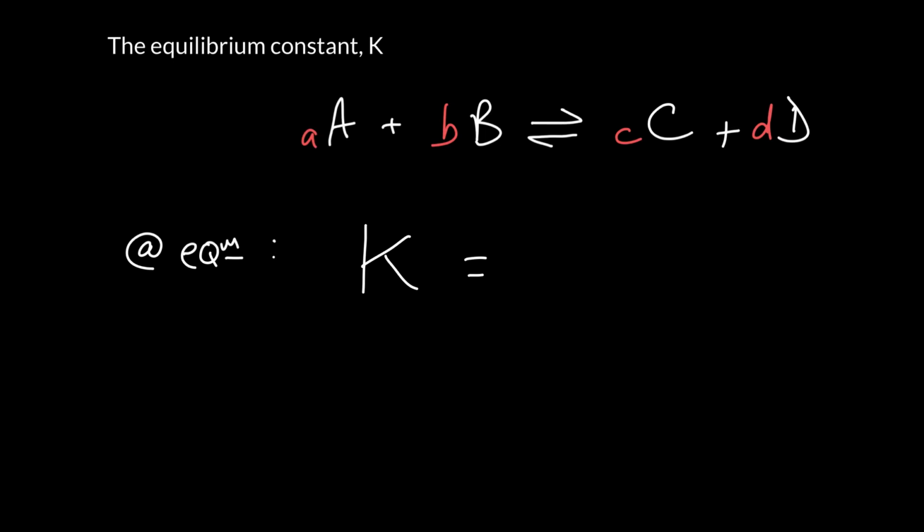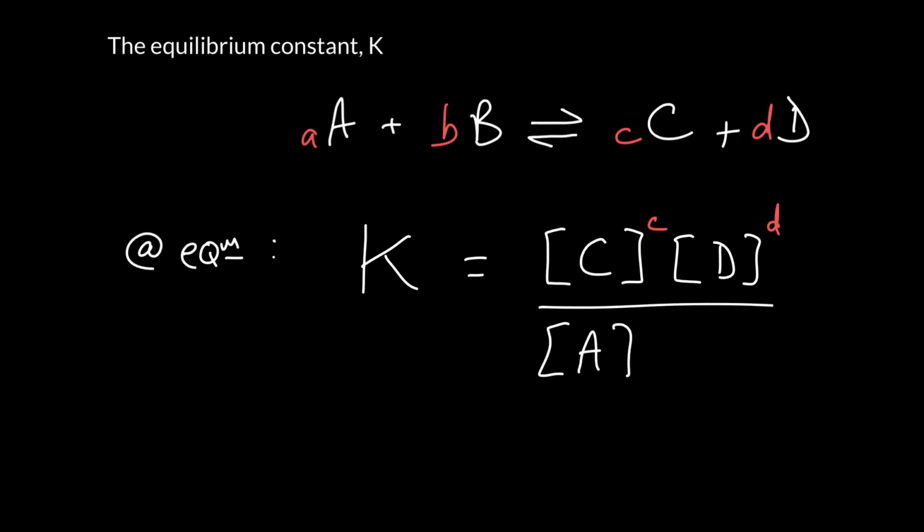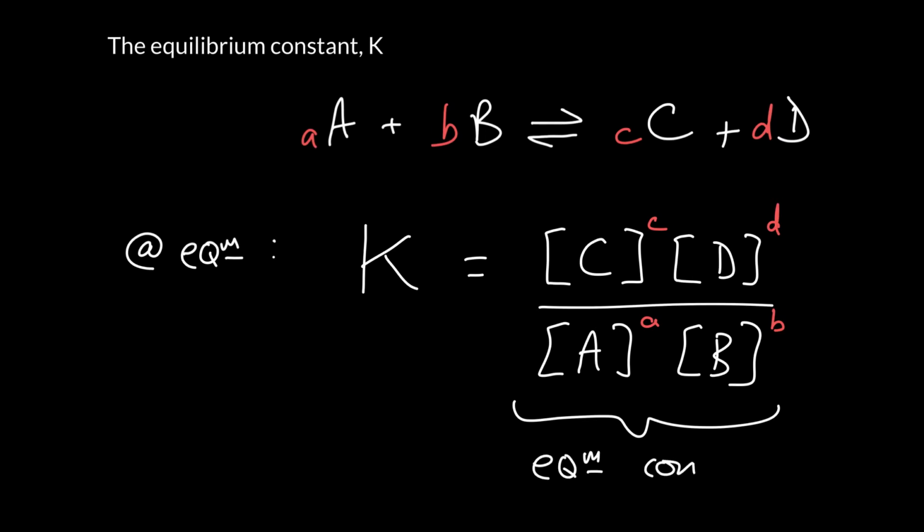And it turns out that the equilibrium constant is equal to the concentration of C at equilibrium raised to the stoichiometric coefficient c, times the concentration of D at equilibrium raised to the stoichiometric coefficient d, all divided by [A]^a times [B]^b. So these are the equilibrium concentrations. They can't be anything. They have to always obey this equation here.